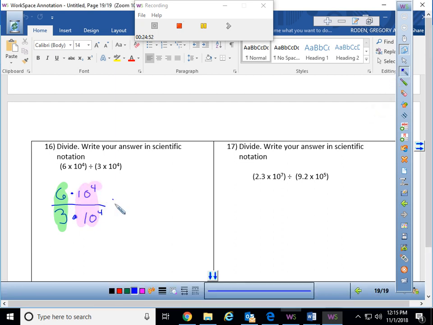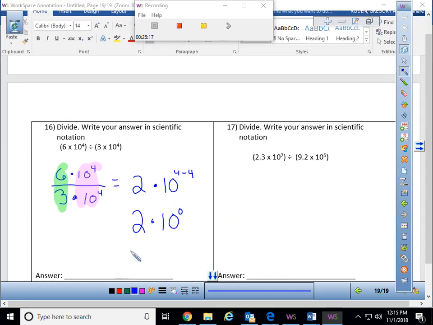So what's 6 divided by 3? Yeah, that's just 2. And this is going to be, well, let's see, when you have the same base and you're dividing, you actually subtract. So this is going to be 4 minus 4. This 4 minus this 4. So this is going to be 2 times 10 to the 0. And we've learned in our class this year that anything to the 0 power is 1. So this is just 2 times 1 because 10 to the 0 is 1. And then 2 times 1 is just 2.